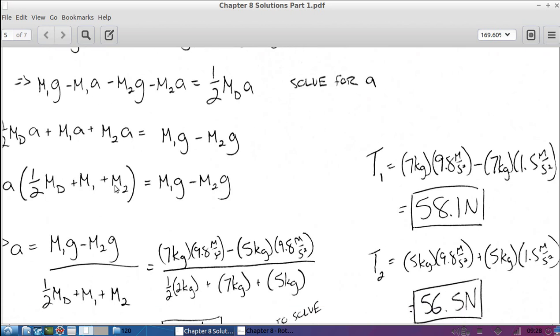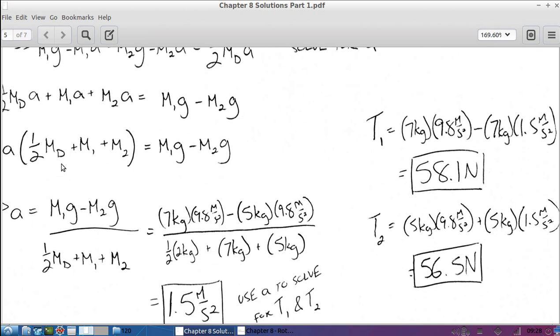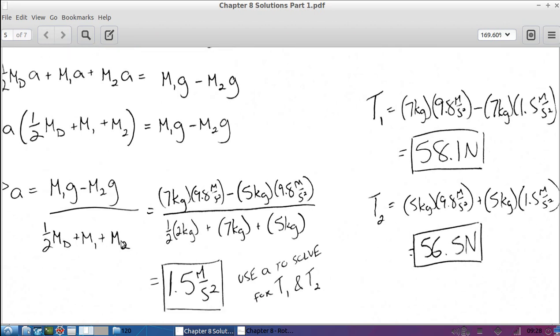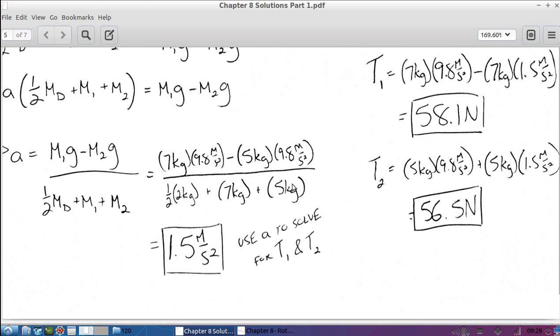We'll factor out an a. All three of these terms have an a. We factor that out. I'm left with this expression right here. Ooh, it's got all those masses in there. I'm ready to plug my numbers in. I'm not going to do it yet. Okay, I want to, but I'm not going to yet. I'm going to divide both sides by this whole thing right here: 1/2 m sub d plus m sub 1 plus m sub 2. Now I'm ready to plug everything in. I got a nice expression for the acceleration. Substitute all my values, and I've got a linear acceleration of 1.5 meters per second squared. So I've got the acceleration.